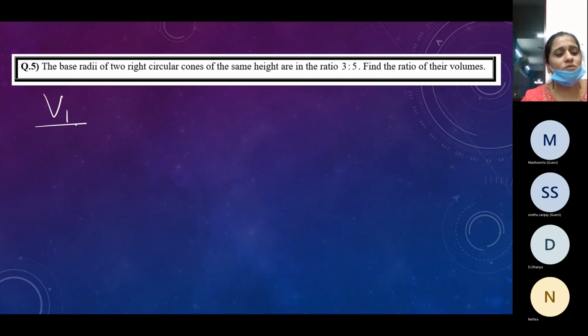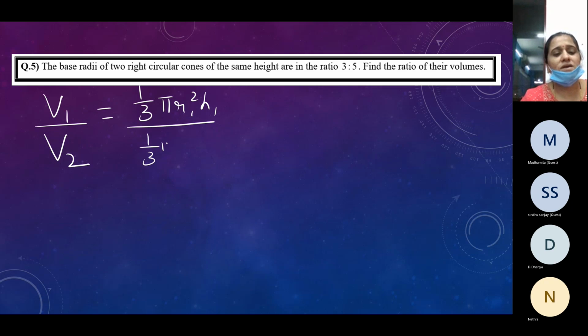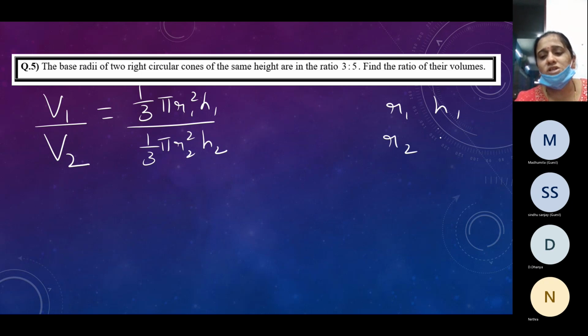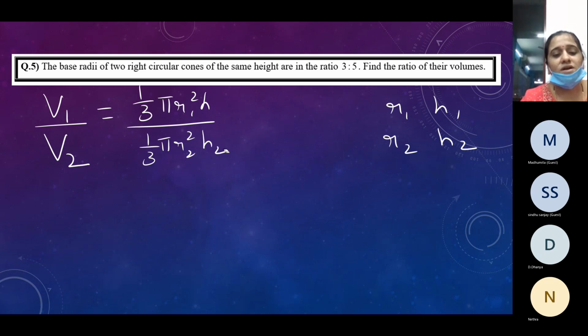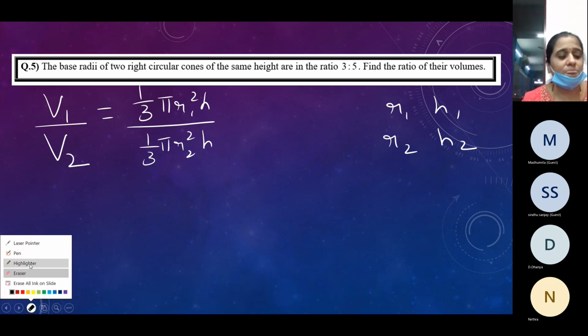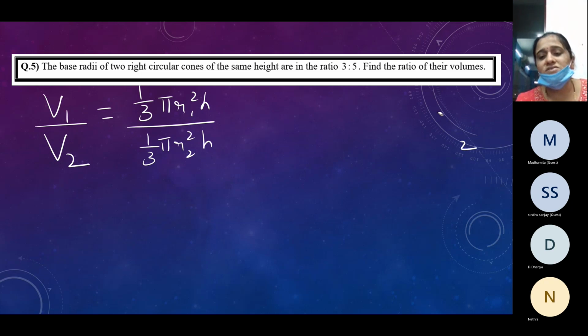So the volume of one cone by the volume of the other cone is equal to 1/3 pi R1 square H1 by 1/3 pi R2 square H2. We are calling the radius and height of the first cone R1, H1, and of the second cone R2, H2. Oh yes, the height is the same. Sorry. Arjun correctly told me the height is the same, so you don't have to call it H1, H2. Thank you, Arjun. So height is H in both the cases.